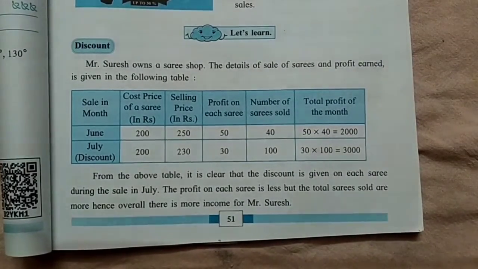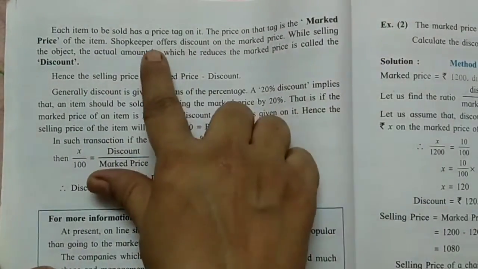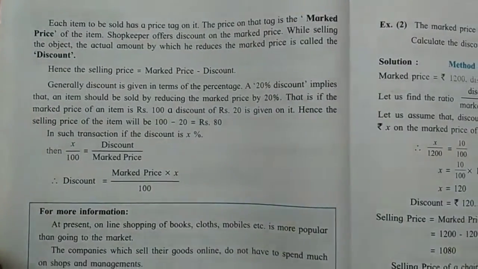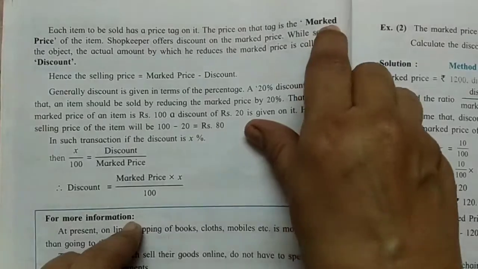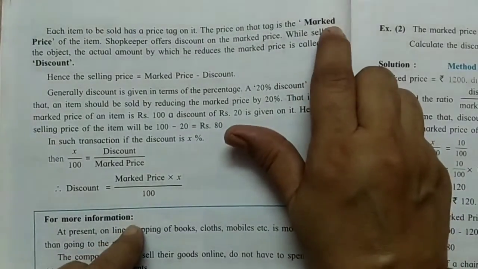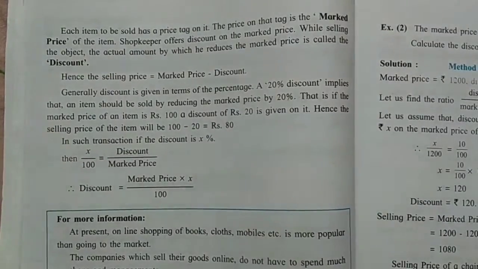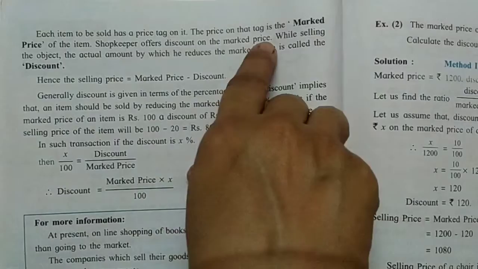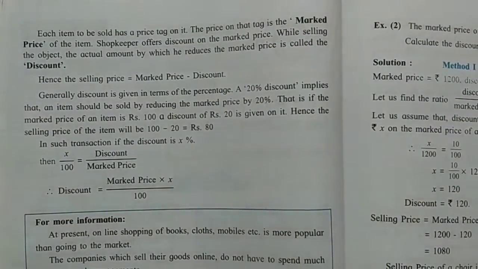Now, let us go to the next part. See, each item to be sold has a price tag on it. Whenever we go to buy something, we see the price tag. The price on the tag is the marked price. Marked, not market. This is not market. Marked price is whatever the shopkeeper wants to sell at, that is the marked price. The shopkeeper offers a discount on the marked price.